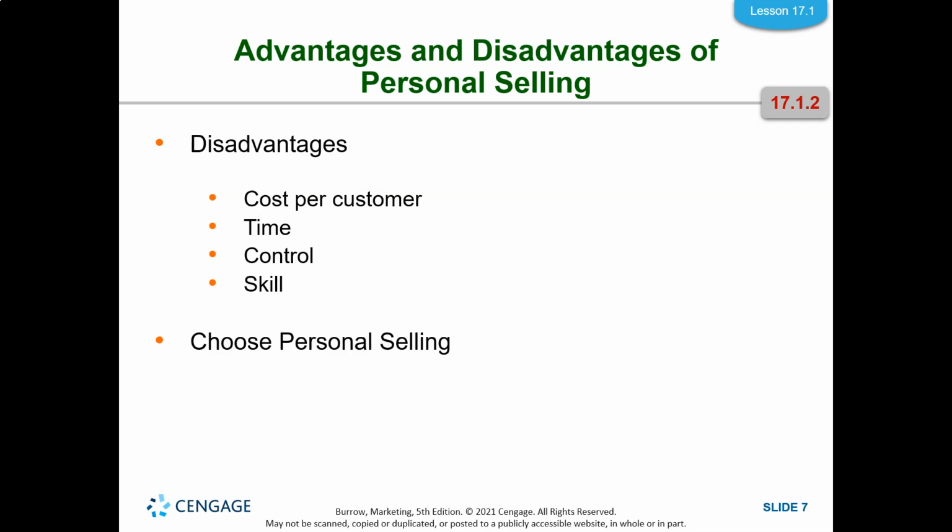Some of the disadvantages include the cost per customer, because it takes time and that adds to the cost. Also controlling how you acquire that customer, and then skill level. Some people are really good at selling, some people are not. And usually you choose to be in an industry where there are personal selling techniques that fit your personality type.